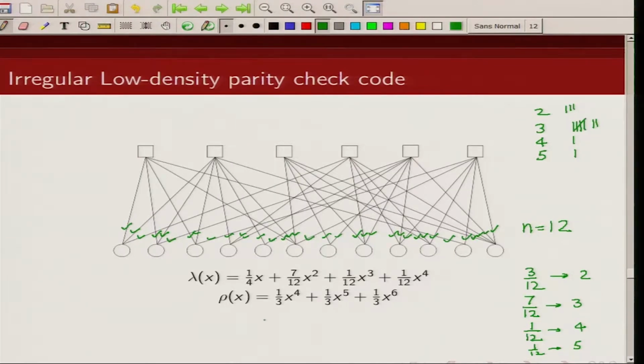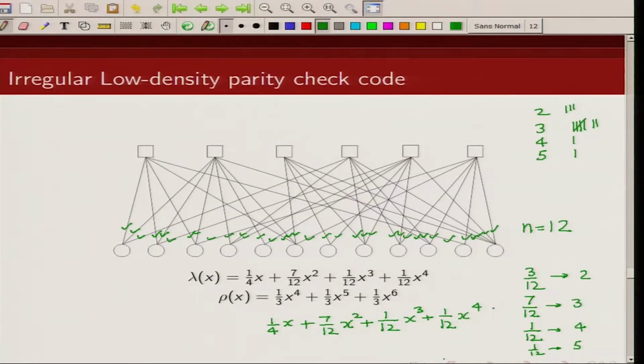So this fraction is 1 by 4, x raised to power 2 minus 1, that is x, plus 7 by 12 x raised to power 3 minus 1, that is x square, plus 1 by 12 x raised to power 4 minus 1, that is x cube, plus 1 by 12 x raised to power 4. So, this is the column degree distribution for an LDPC code, which is described by this Tanner graph.